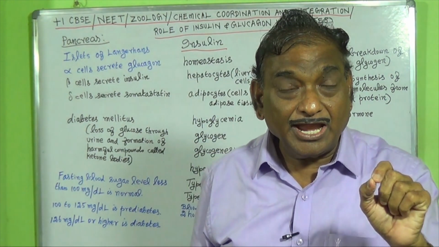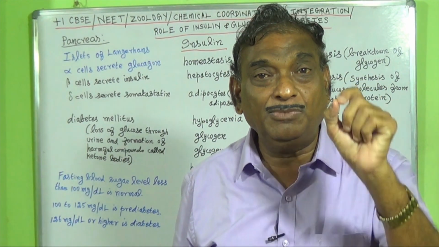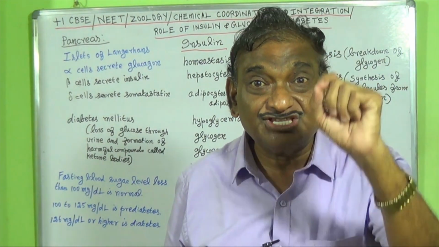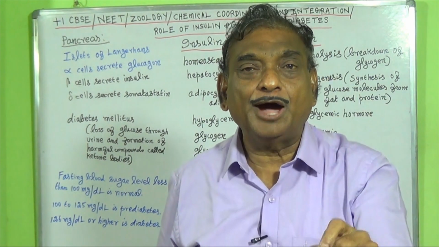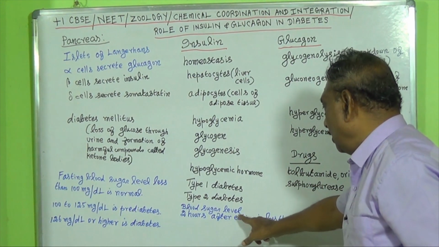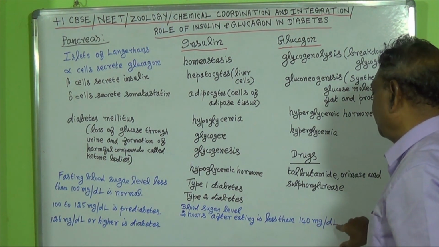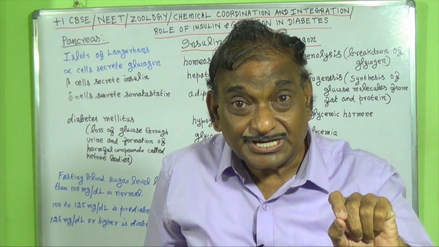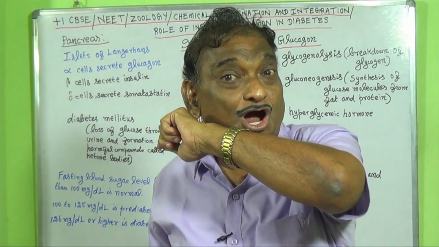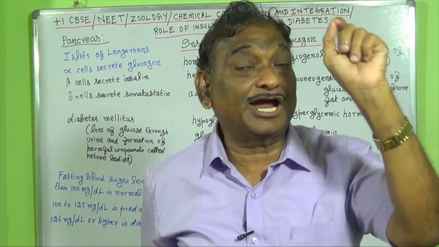Then what is the normal glucose level after eating? The normal blood sugar level 2 hours after eating is less than 140 milligram per deciliter. Can the diabetes be kept under control? Yes, even though it is not cured throughout our lifetime, it can be kept under control.